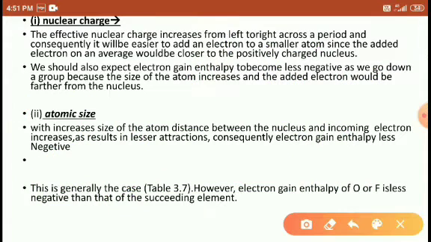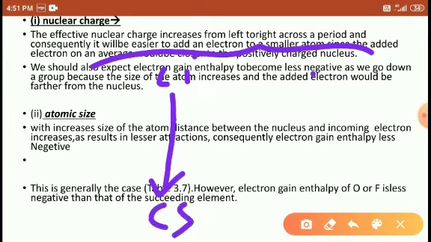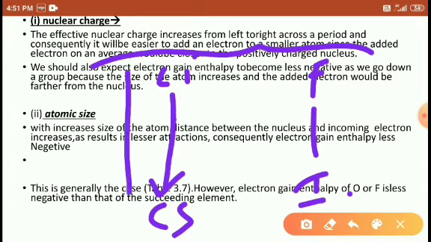Right, students? We should expect the electron gain enthalpy to become less negative as we go down the group. When we move down the group, either from lithium to cesium, francium, or from fluorine to the other halogens, down to iodine, the electron gain enthalpy goes on decreasing. Electron gain enthalpy decreases because size increases. As size increases, nuclear attraction decreases, effective nuclear charge decreases, so the addition of electrons is a little more difficult, so electron gain enthalpy decreases. Right, students?